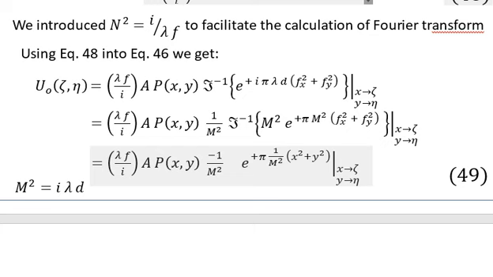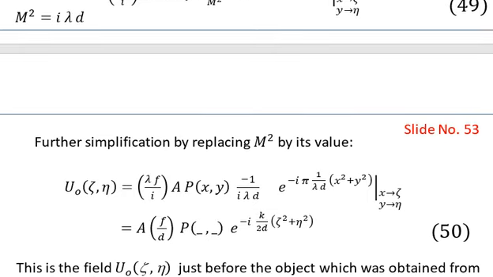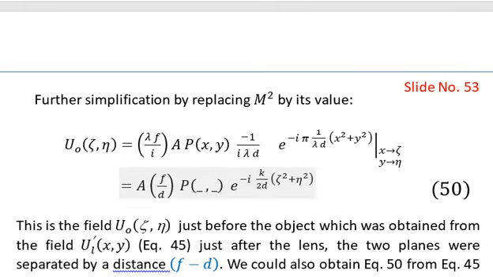So you see that now we have all the terms containing x and y, and we have to put back the value of m square, which we have done in the next step. In equation number 50, we have substituted the value of m square back, and in the first step we have all these terms with their original values after substituting the value of m square. Now we have to replace x by zeta and y by eta, so that we can calculate the field in its right coordinates.